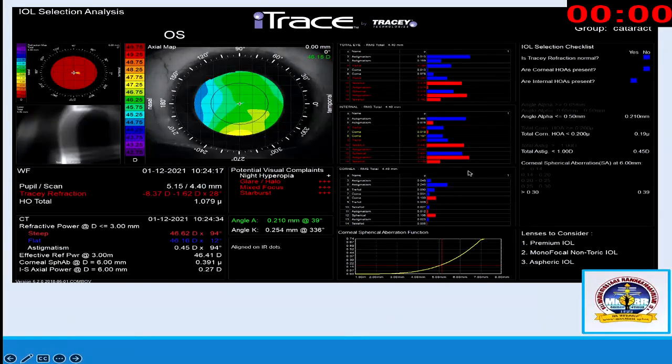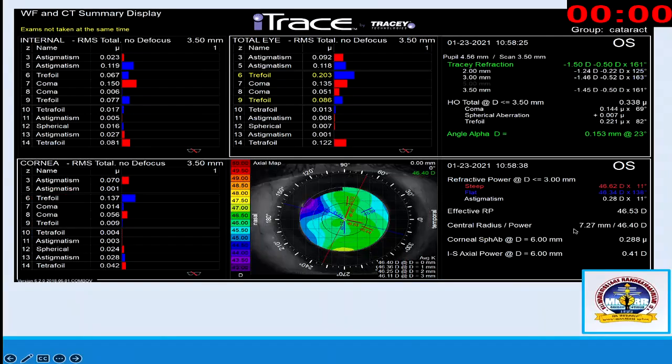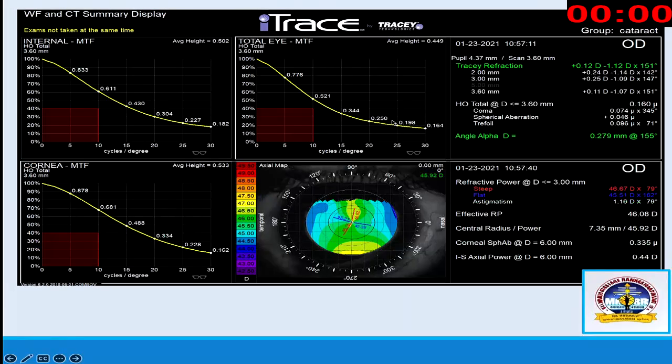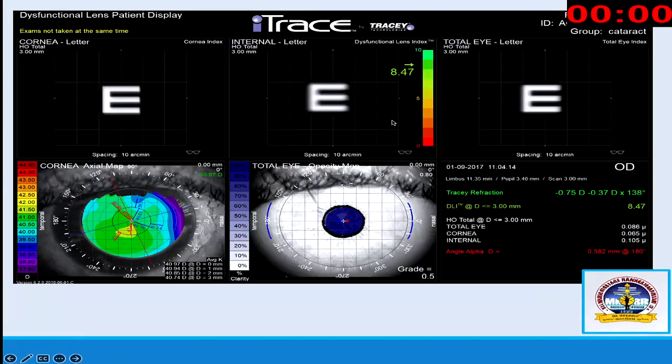Yeah, so on iTrace one can see that with this much amount of spherical aberration, we choose an IOL of Tecnis, which has 0.27 micron of negative spherical aberration, and post-operatively you have a very low total spherical aberration of 0.07. The quality of vision is good. And this is post-op. You can see the quality of vision has improved, and the modulation transfer function has also improved.